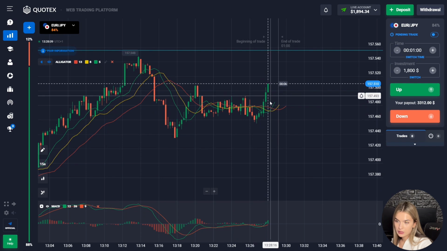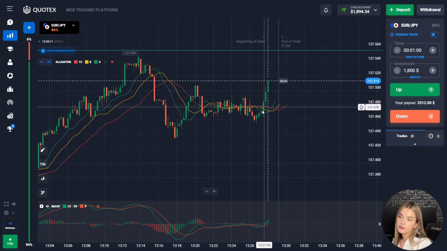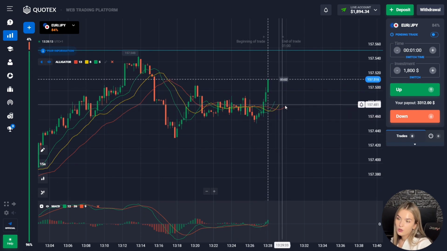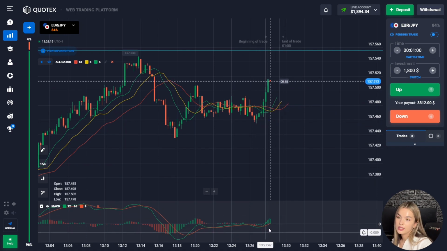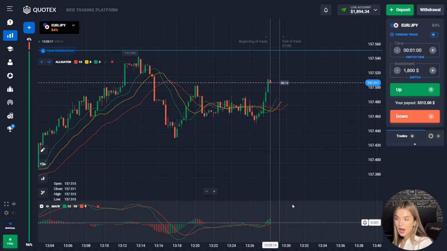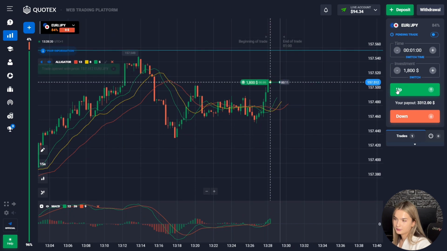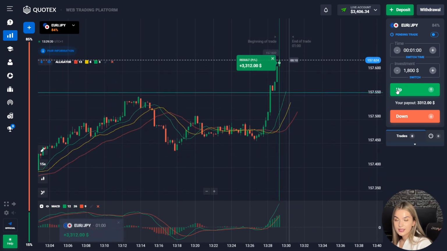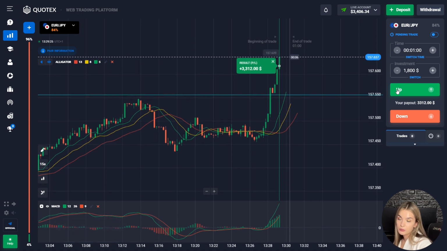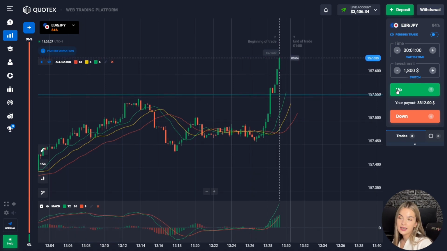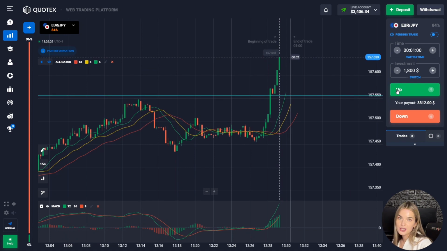Since the overall trend is still bullish and above there is a resistance level where the price can continue to rise, I will open a deal, guys, up for 1 minute. As a result, my script works out perfectly. The resistance level is breaking through on the chart, and guys, this movement brings us profit.